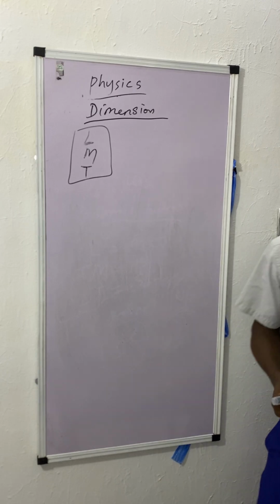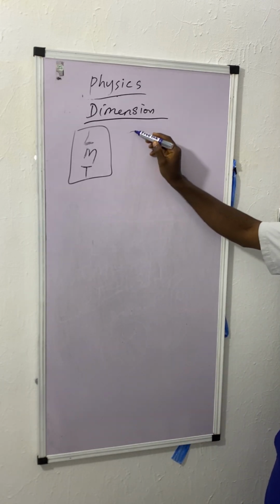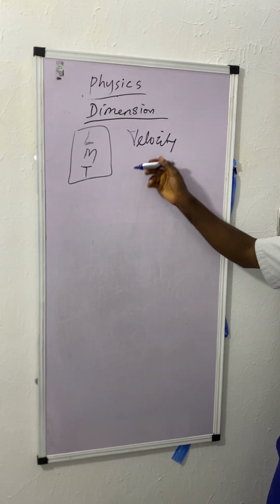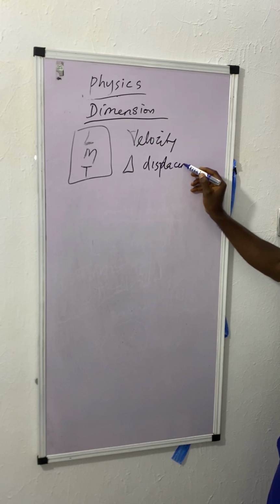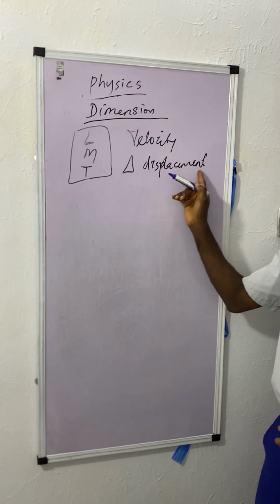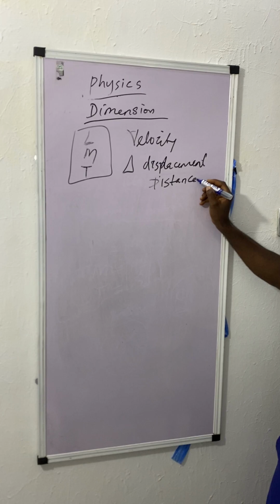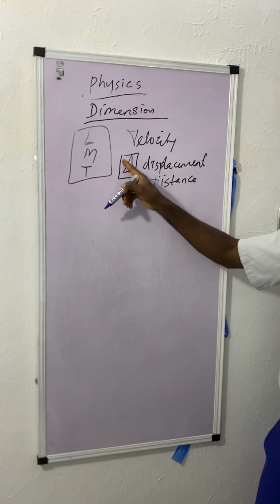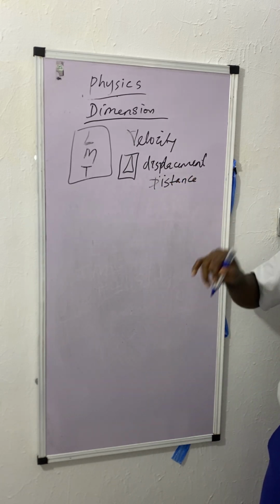Now, let's do an example illustrating what I just explained. Let's say find the dimension of velocity. What is velocity? Velocity is usually the rate of change of displacement. What is displacement? Displacement is usually distance moved in a specific direction. Since we are talking about rate of change here, change is indicated, meaning that time must be involved.